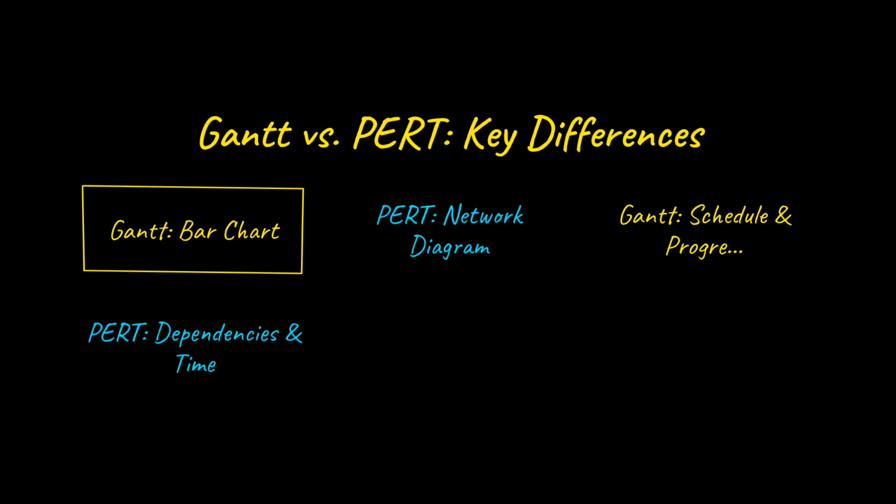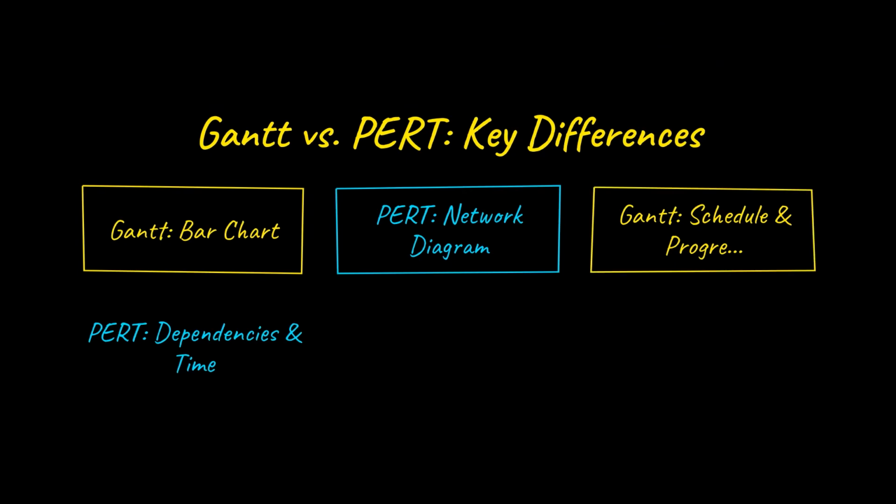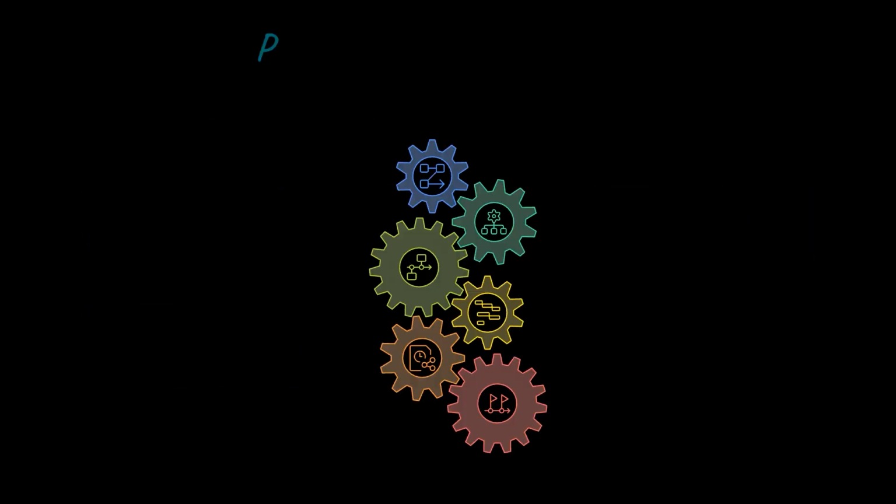Each task is a horizontal bar along a timeline, making it easy to see at a glance what's on schedule and what's slipping. A PERT chart is a network diagram that maps every task, attaches a time estimate, and links tasks according to which must finish before others can begin.